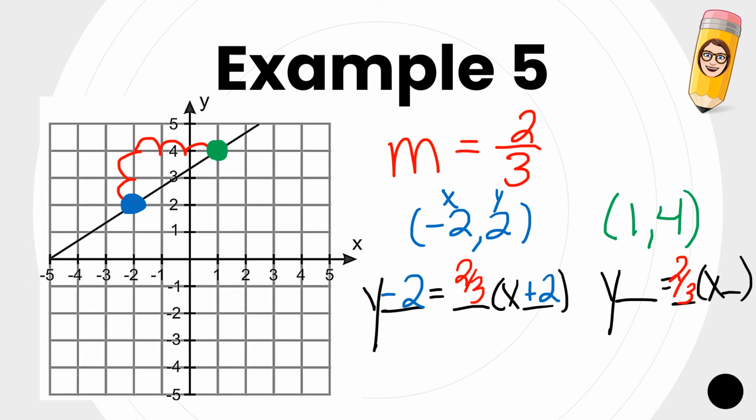Let's look at our green dot. If my x says positive 1, I write negative 1. If my y says positive 4, I write negative 4. Either linear equation works.